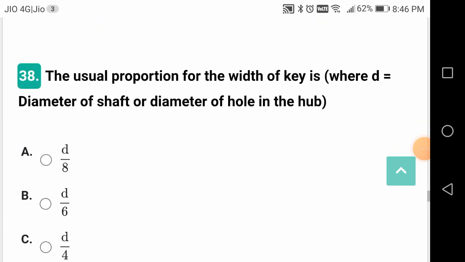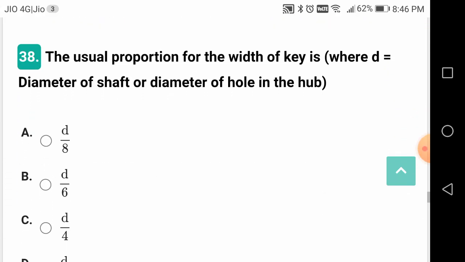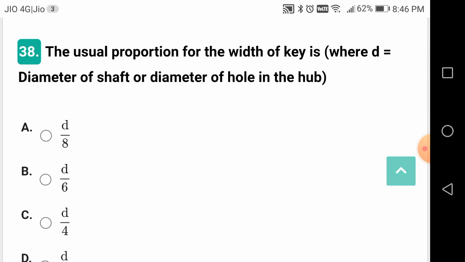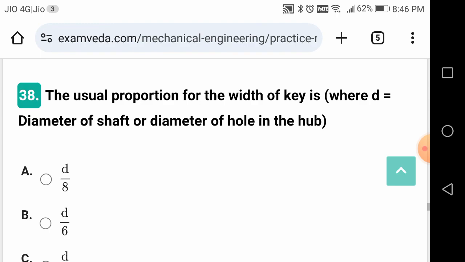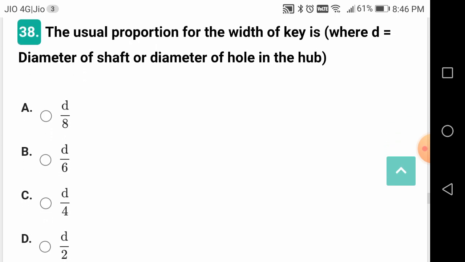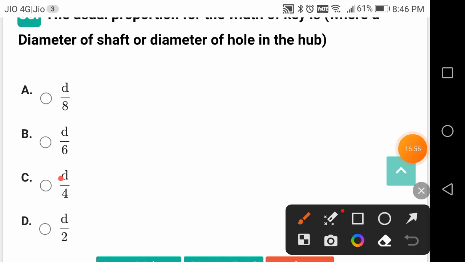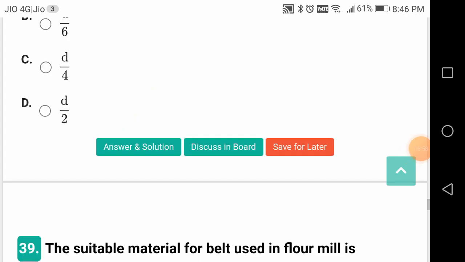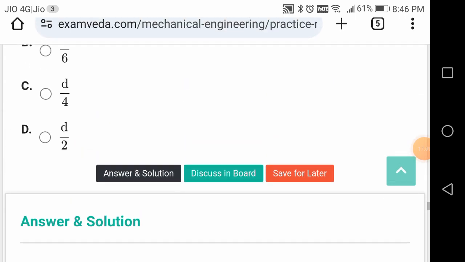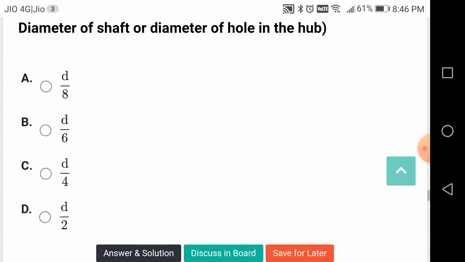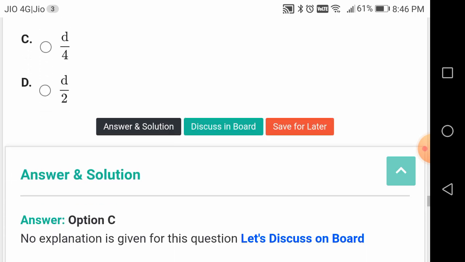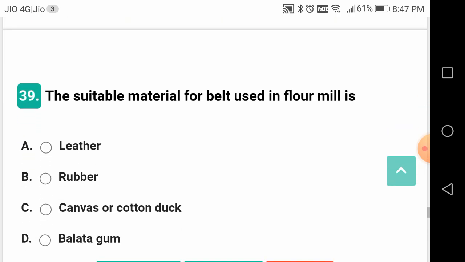The usual proportion for the width of key, D is equal to the diameter of the shaft or the diameter of the hole in the hub. So width is equal to D by 4 and thickness is equal to D by 6. Let us check anyhow. Yes, D by 6 will be thickness. Always, these two dimensions will be in terms of the diameter of the shaft. If not given, you can safely assume.